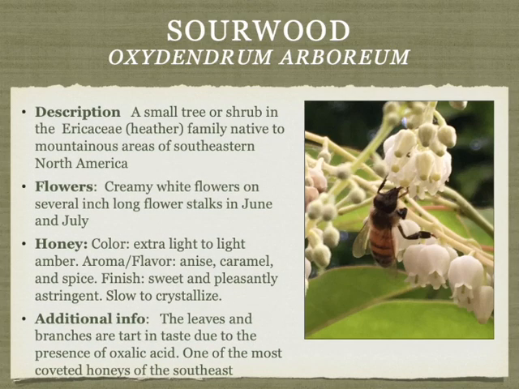Sourwood honey. This is one of the most coveted honeys in the southeast. It's native to the mountainous areas of southeastern North America, the Appalachians. The honey is extra light to light amber. The flavor is anise, black licorice, caramel, spice. It's sweet, with a slight astringent finish, and it's slow to crystallize.